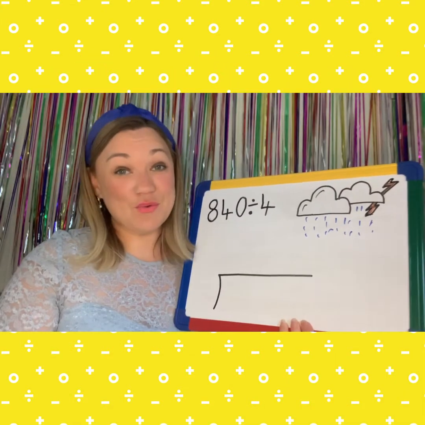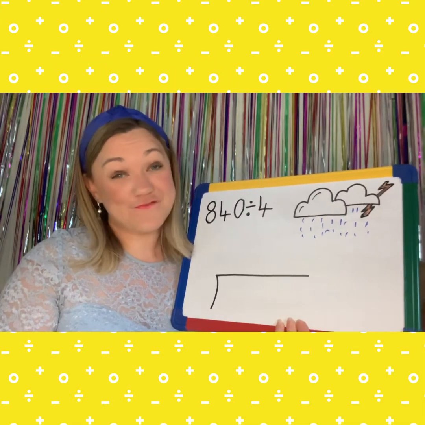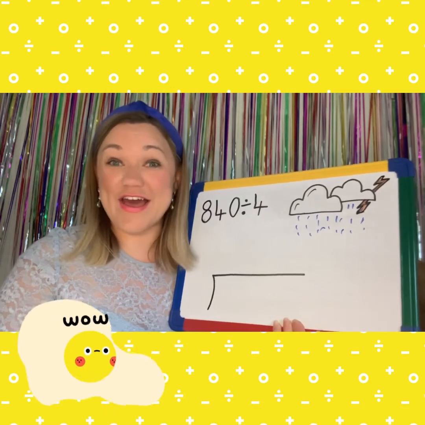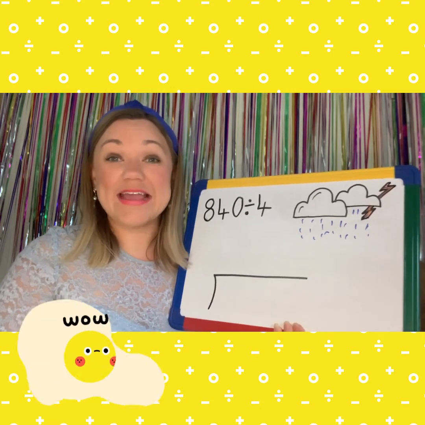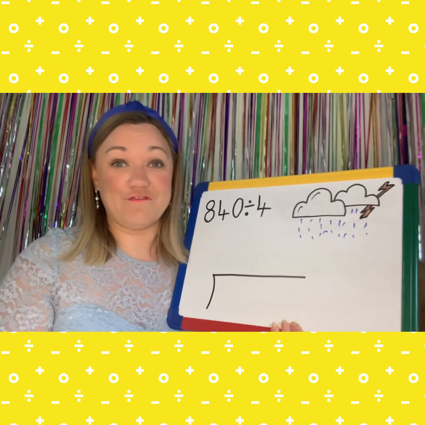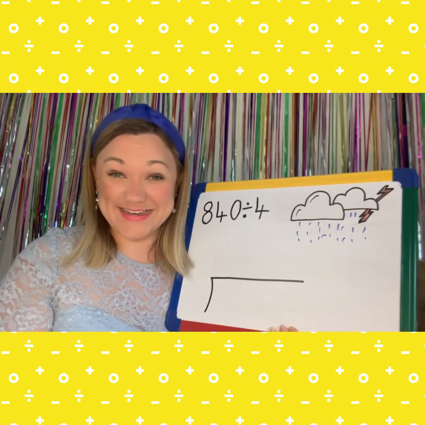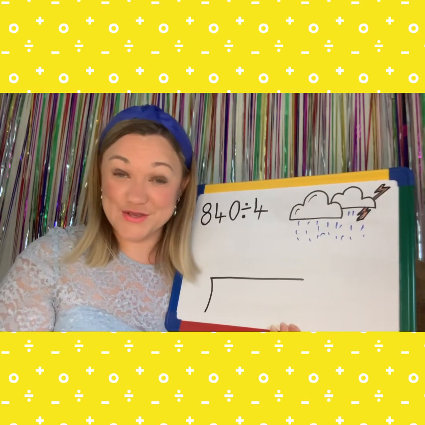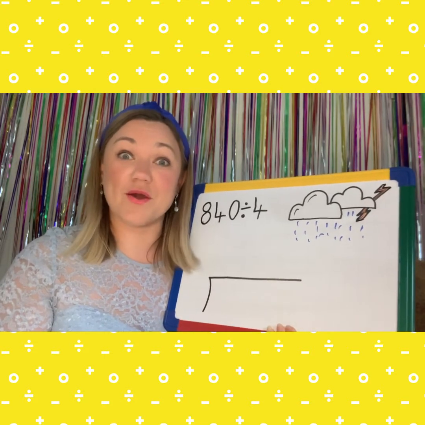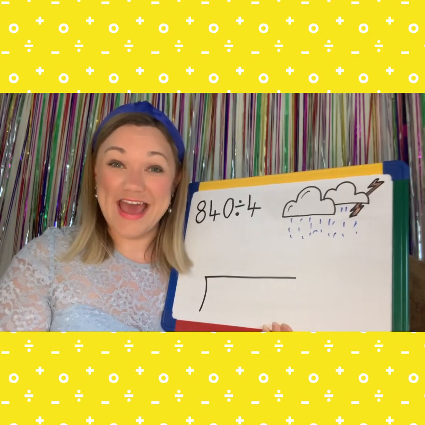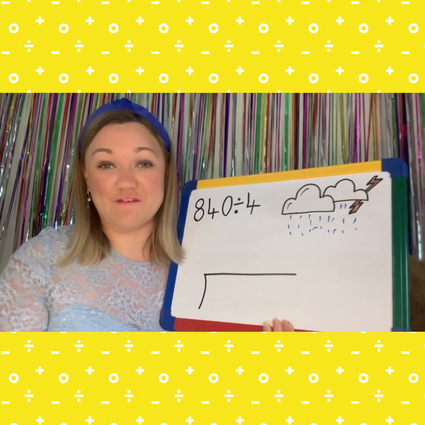Okay, so children, we can get trickier now. I've got a number in the hundreds. This is fantastic. 840 divided by 4. I bet you didn't think you'd be doing that today, did you? But you are so capable. We can do this. If you've managed to do the other 2, you can go on to these ones too, which is really good. 840 divided by 4.